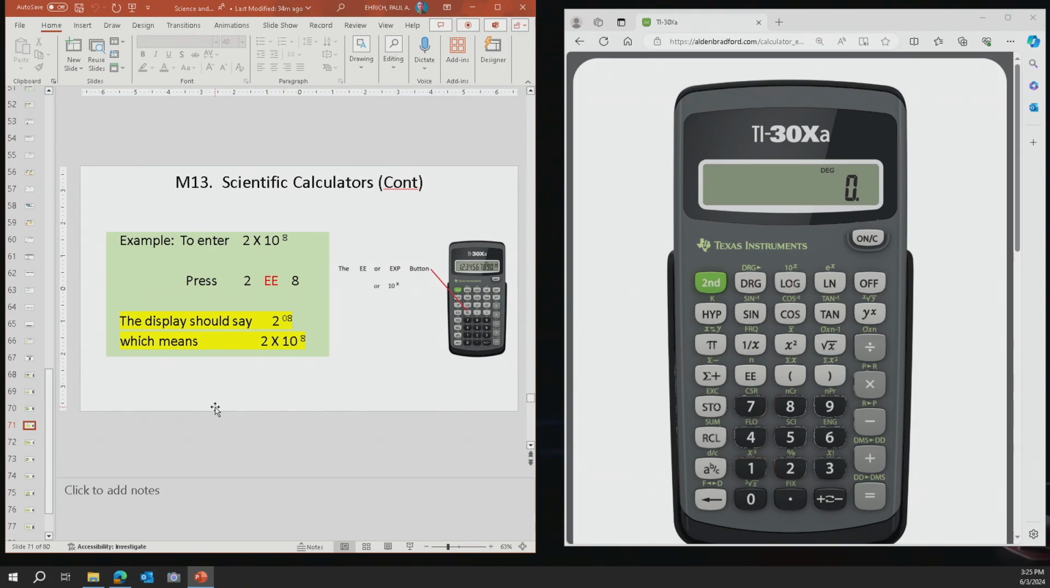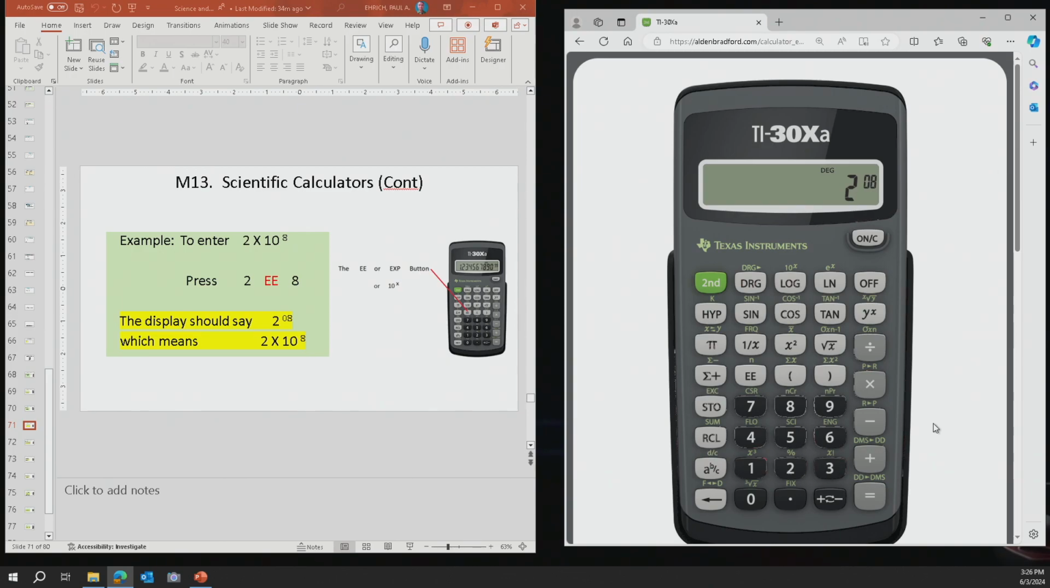So for example, here is a number in scientific notation, 2 times 10 to the 8th power. And what we want to do is enter that number on our calculator. So on our calculator over here, we're going to enter the number 2, and then press the EE button, which is right here on this calculator, and then I'm going to press the number 8, and there it is. On the display it's saying 2 and then a 0 and then an 8. So that is the same thing as this.